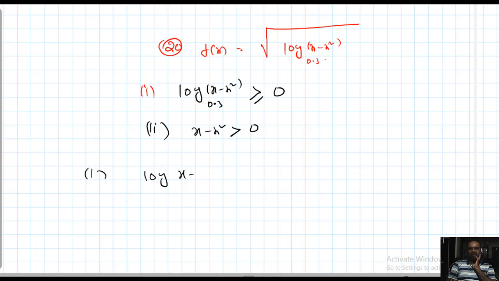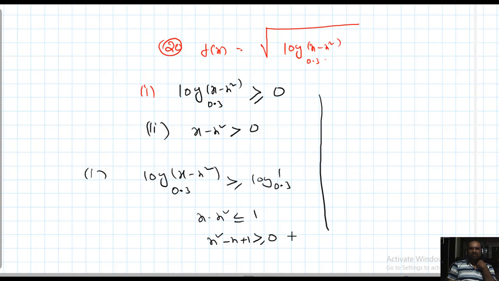Logarithm of x minus x square to the base 0.3 greater than or equal to logarithm of 1 to the base 0.3. The inequality will alter, no? Because 0.3 is the base. x minus x square less than or equal to 1, or x square minus x plus 1 is greater than or equal to 0. Okay students, I think this is always greater than or equal to 0. All real numbers will satisfy this. Already you know that x square minus x plus 1 has minimum value 3 by 4, range 3 by 4 to infinity.